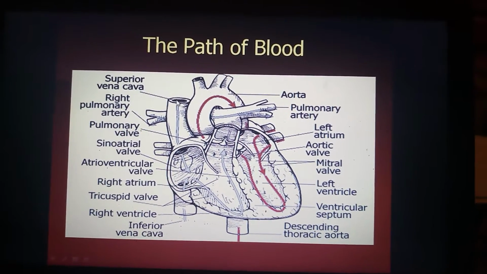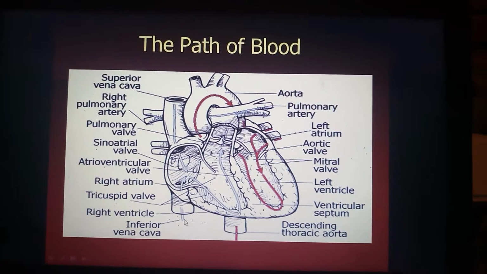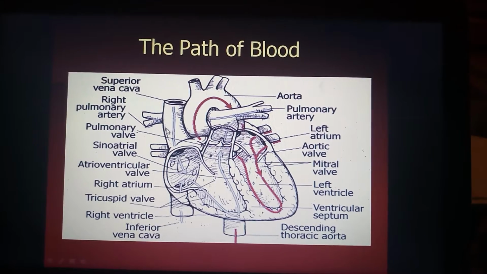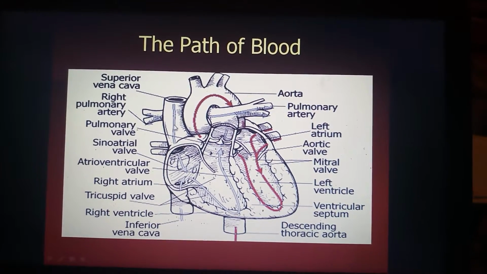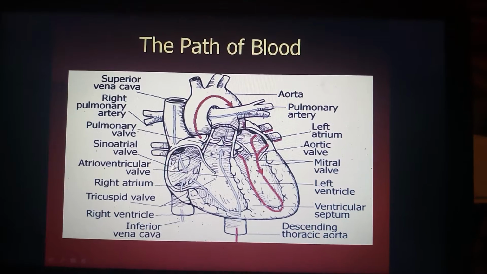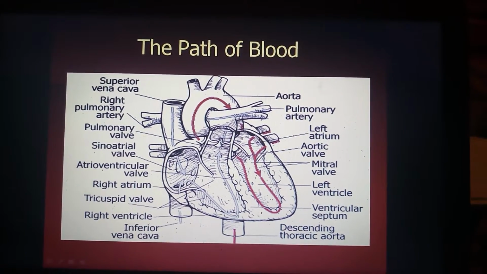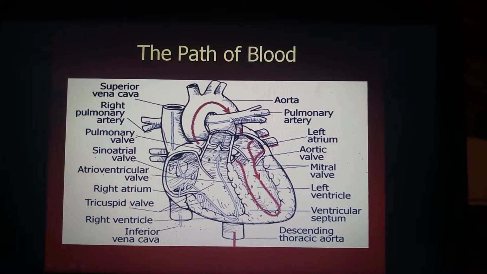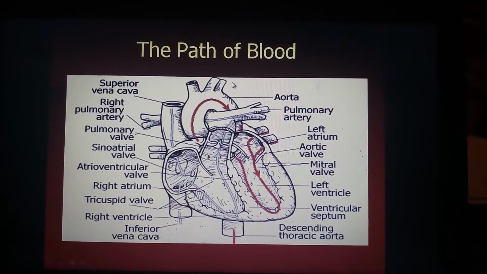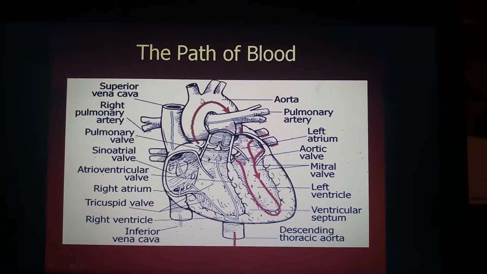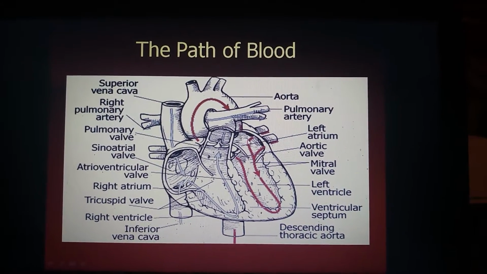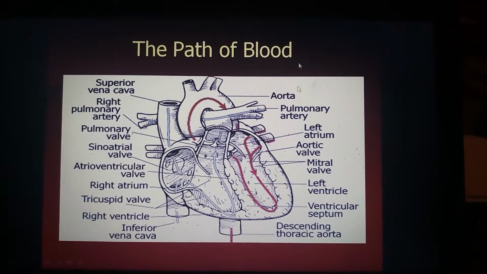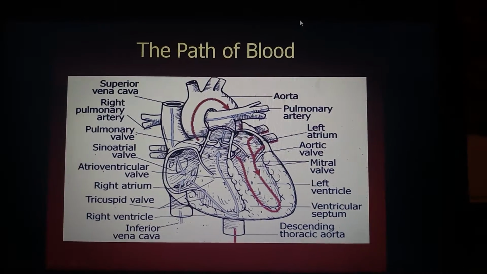You can see here, this is the superior vena cava. This one is the inferior vena cava. And both these veins are conducting the deoxygenated blood from the body and entering into the right atrium, then the right ventricle. Then it goes into the pulmonary artery, then through the pulmonary vein it will enter into the left atrium, then the left ventricle, and then through the aorta it will deliver the oxygenated blood to the whole body.